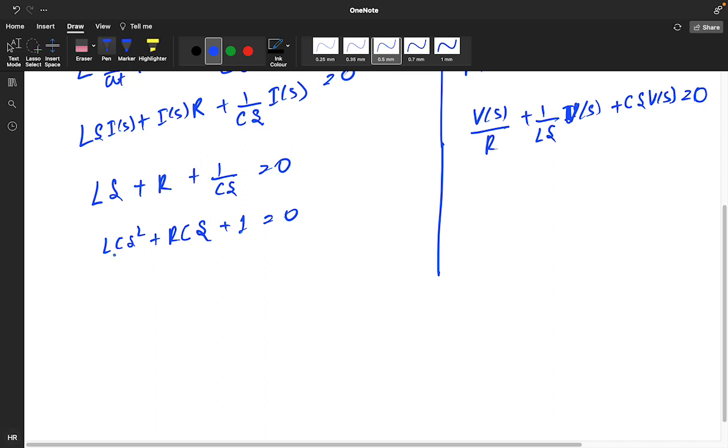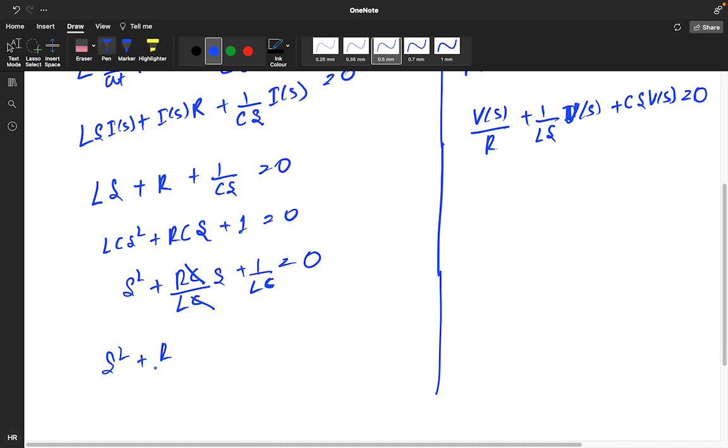Now you have to make this a 1, so you take LC common. So S square plus RC divided by LC S plus 1 by LC. There we made a mistake, so that's why I'm repeating. So we will get S square plus R by L S plus 1 by LC is equal to 0.